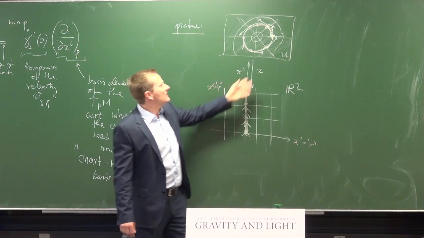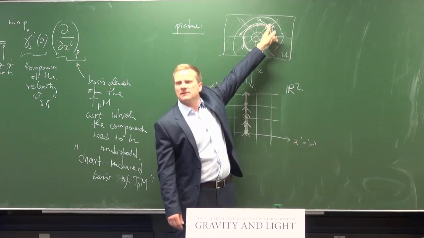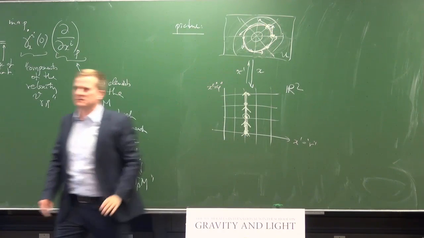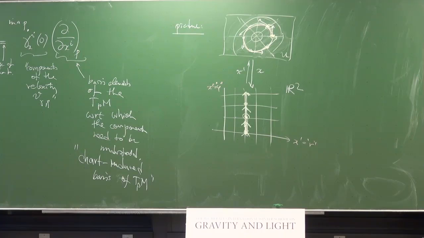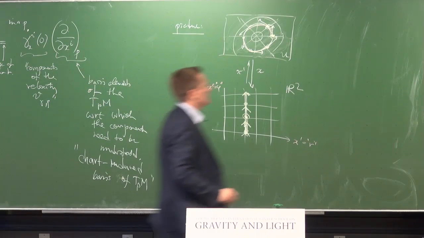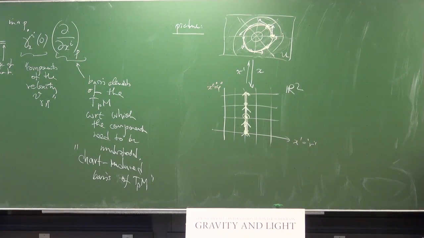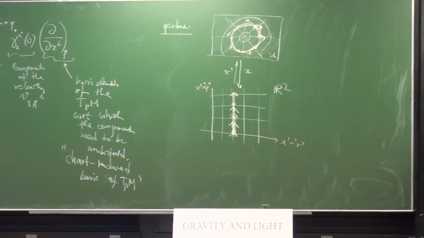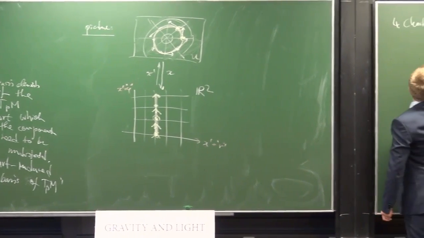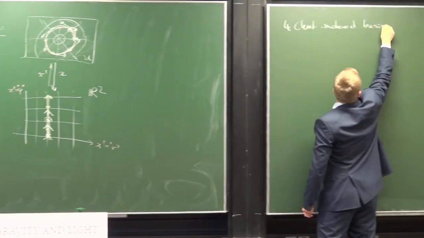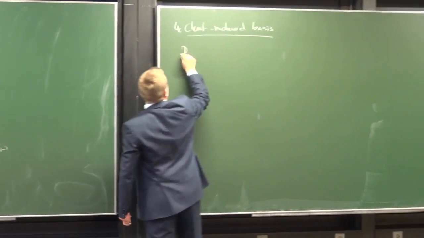Okay, but nevertheless there is a velocity that the bird has here, and there's a velocity, but in this chart it looks like this. Okay, so that is this. Number 4 is the chart-induced basis. And I already mentioned it, so you have the definition.